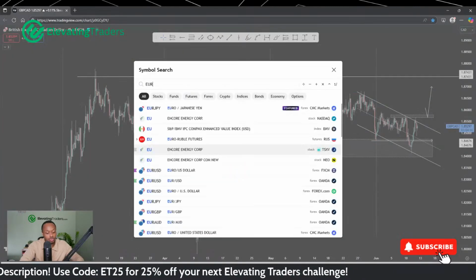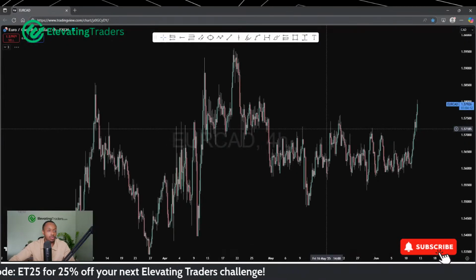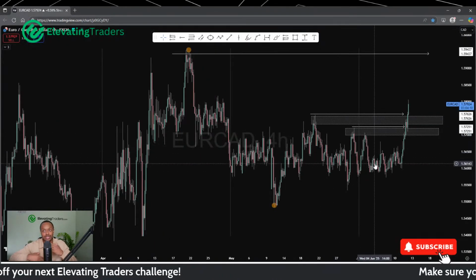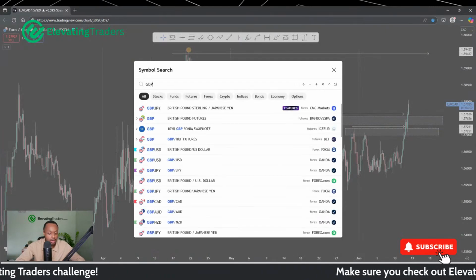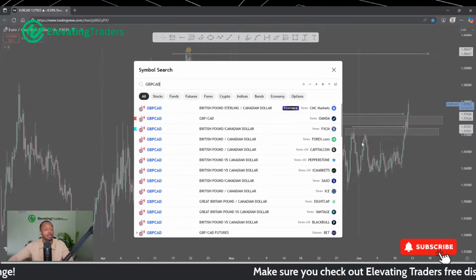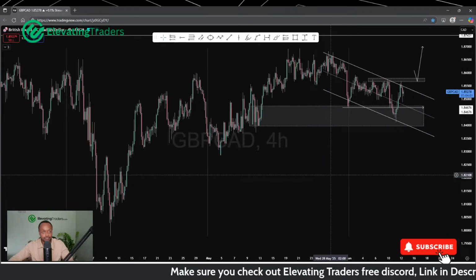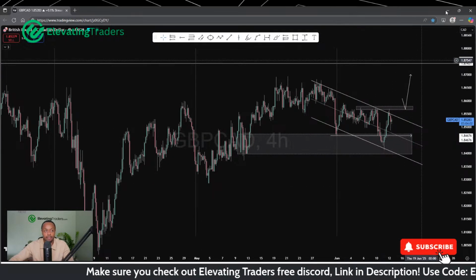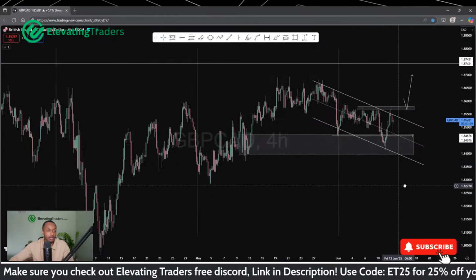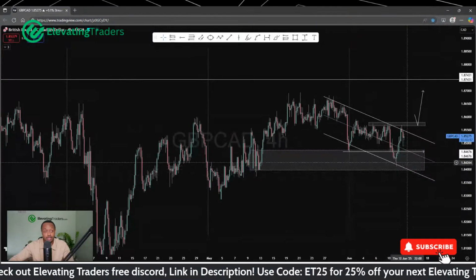Euro CAD, of course, we just had a look at that. That looks pretty bullish to me as well. So I think Pound CAD will be slowly looking to join the party. Of course, Euro is a lot stronger than Pound at the moment, so that's a little bit ahead of it, but I do think Pound CAD will eventually catch up a little bit. So yeah, Pound CAD, I would say bullish.